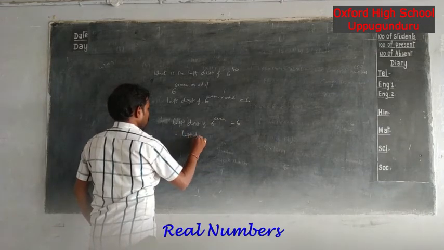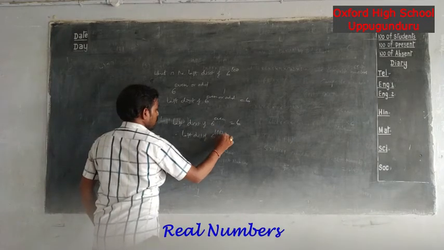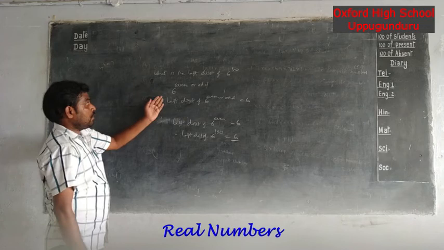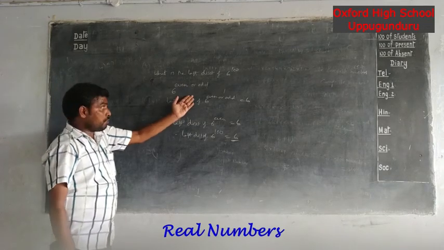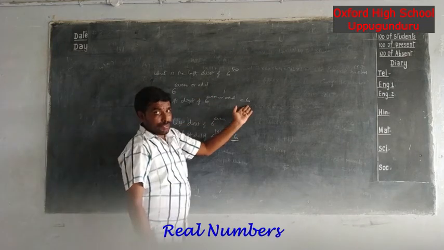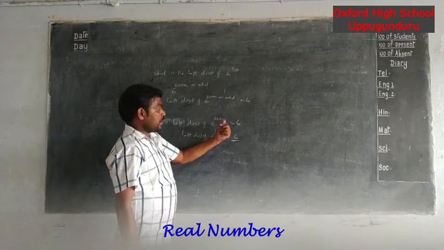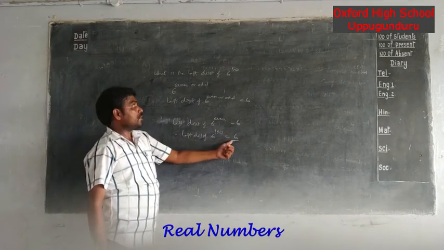Therefore, the last digit of 6 power 100 equals 6. So this is about this problem. For 6 power any number, either an even number or an odd number, you will get the last digit as 6. Here 100 is an even number, so 6 power even also has last digit 6. Therefore, the last digit of 6 power 100 is 6.